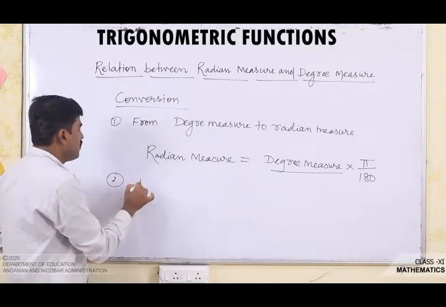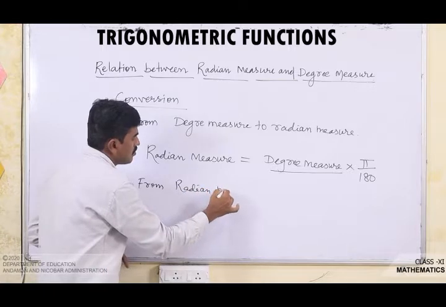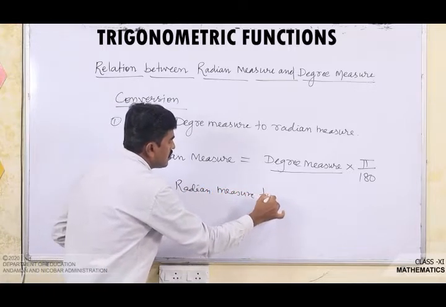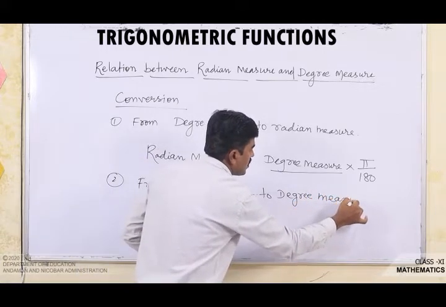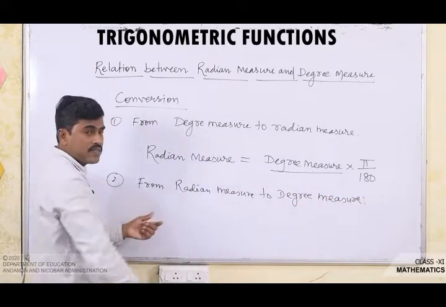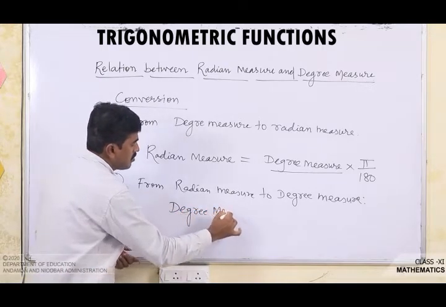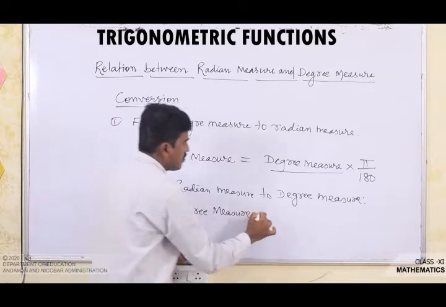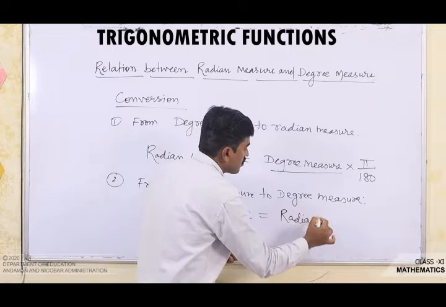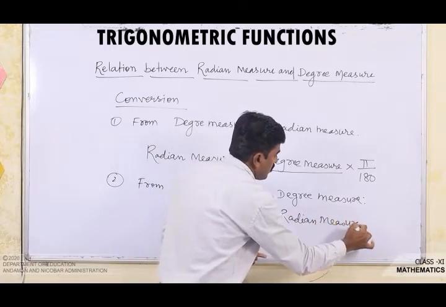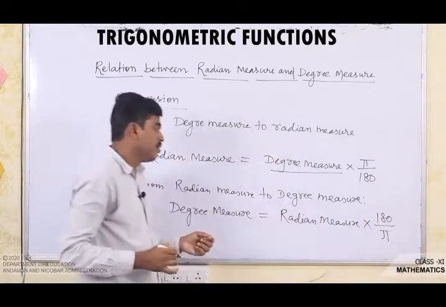Then number 2, from radian measure to degree measure. Now if the angle is given in radian measure, then how to convert it into degree measure? So just we have to multiply the radian measure by 180 by pi.